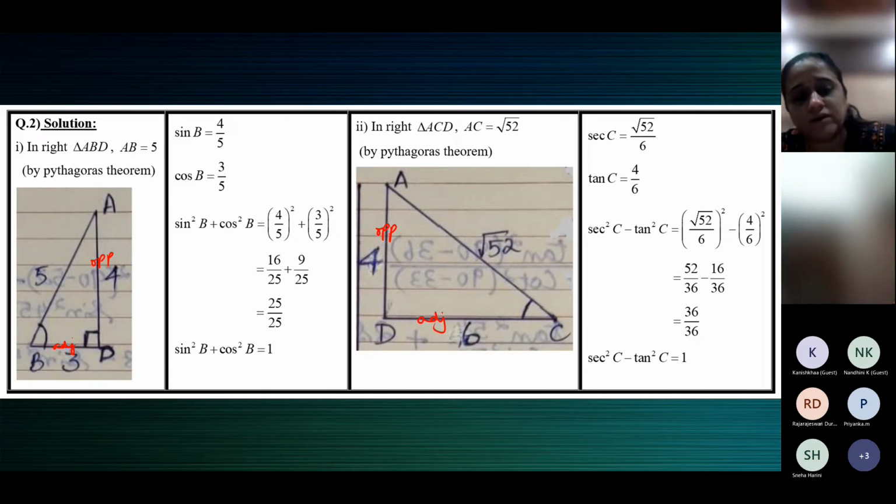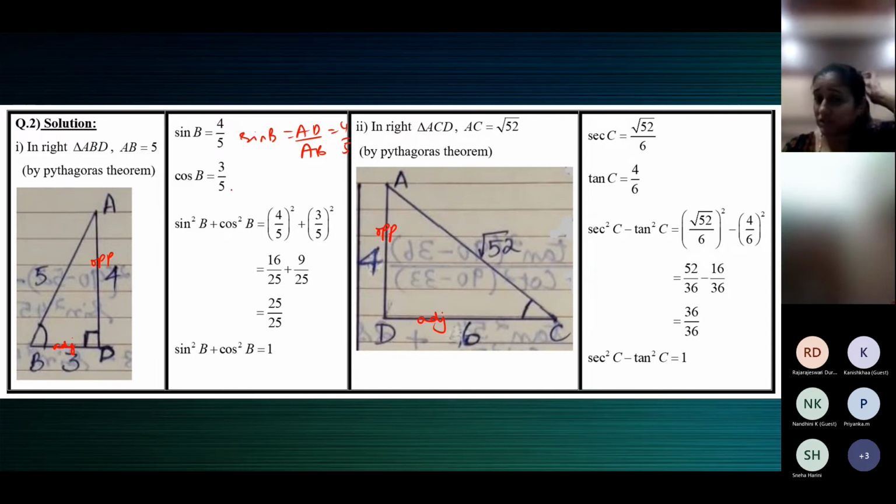Why is sine B 4 by 5? Opposite by hypotenuse. So 4 by 5. Very good. You can also write sine B is equal to AD by AB. Sine B is equal to opposite AD by hypotenuse AB. You can write it like this everywhere. That is why it is 4 by 5. Similarly, you can write for cos and all the other ratios. You can mention the sides using the ratio.